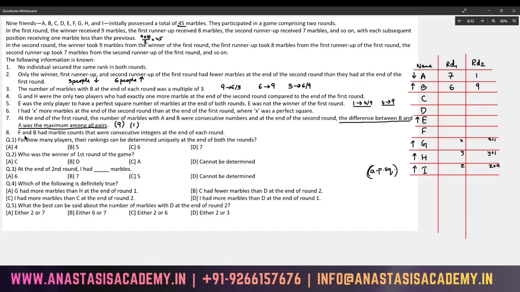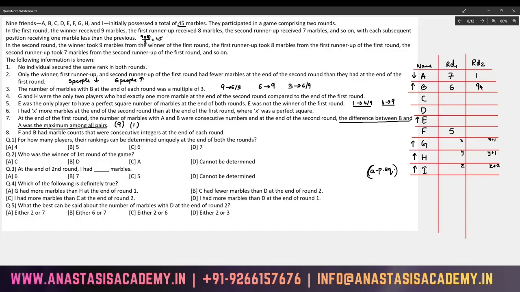Last point is still left in the points list that we have covered. F and B had marble counts that were consecutive integers at the end of each round. Okay. At the end of round 1, the numbers adjacent to 6 are 5 and 7. 7 is already used up. So F will have 5.